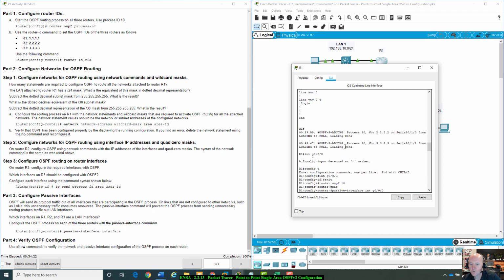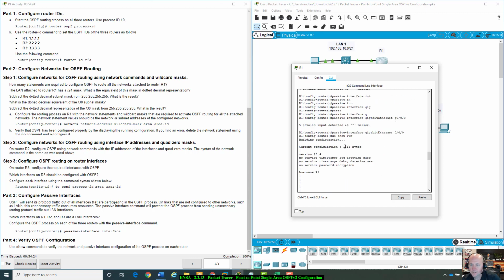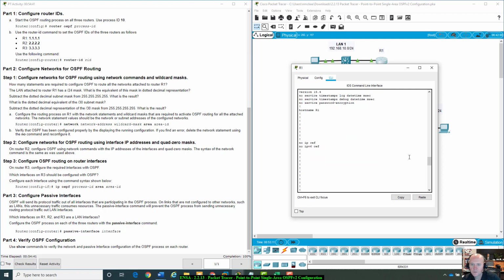So really the only real thing that was a little different was the passive interface. You had to type it in with that syntax or it didn't work. You had to split up the gigabit Ethernet and then the actual interface number itself. And that's it.